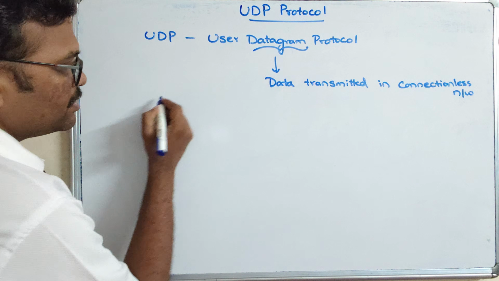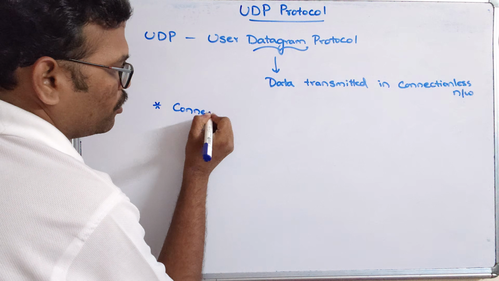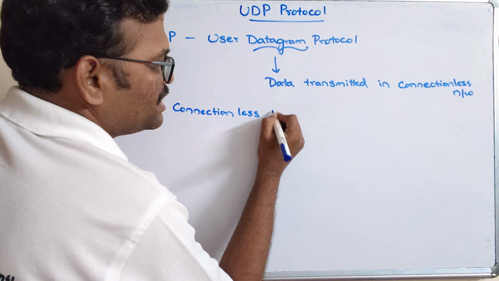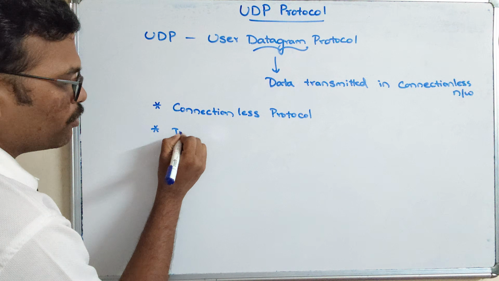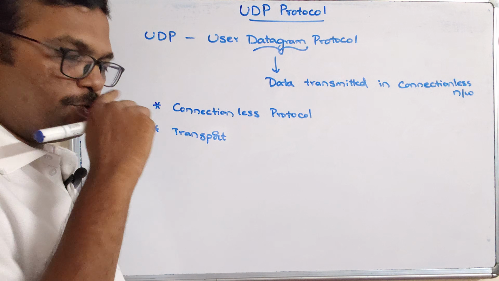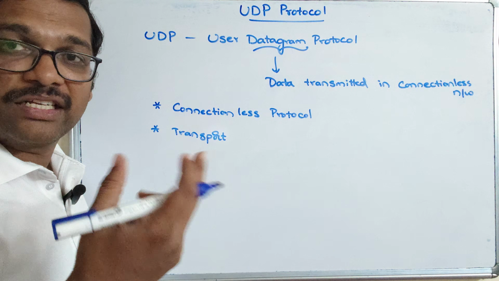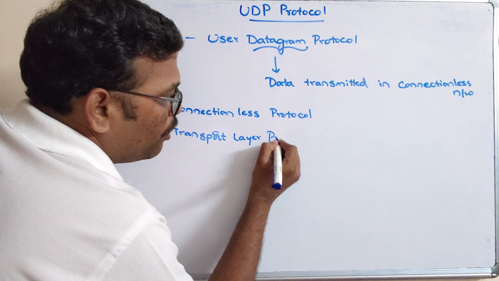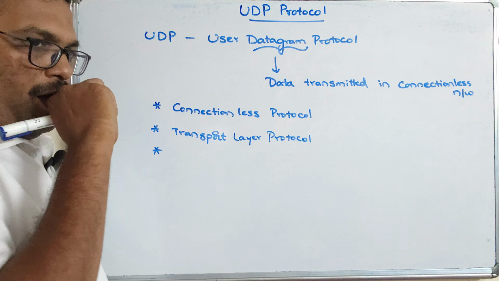As we discussed just now, it is a connectionless protocol and a transport layer protocol. It's a transport layer protocol because we have seen one service in the transport layer, that is connection control. Two types of connections, connection oriented and connectionless. So what are the characteristics? What is the use of this protocol?